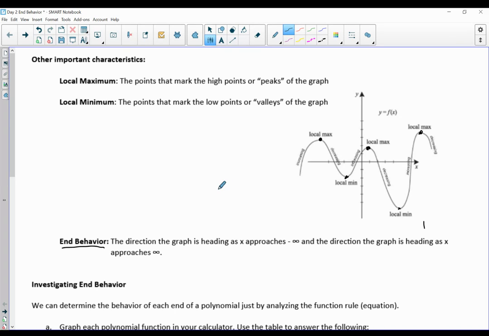End behavior is specifically talking about what's happening here. So this one, it's going down. If I just added my arrow here, this one is going down. This one is also pointing downward as well. So that's what we mean when we talk about end behavior. What's happening at the ends? What's happening as this side goes toward negative infinity? And what happens as this side goes toward positive infinity in relation to the x-axis? Okay, so this one's just going to keep going that way. This one's just going to keep going that way. That's what end behavior is talking about.